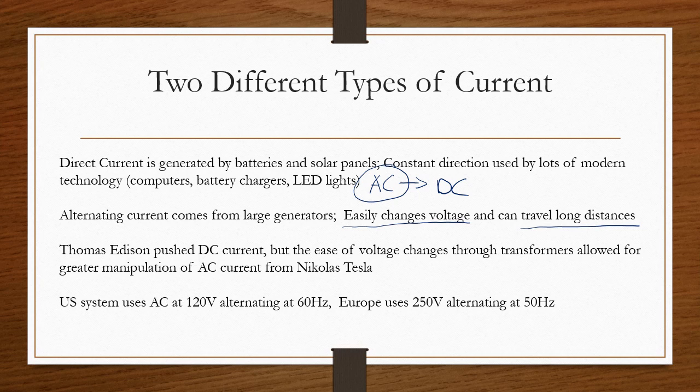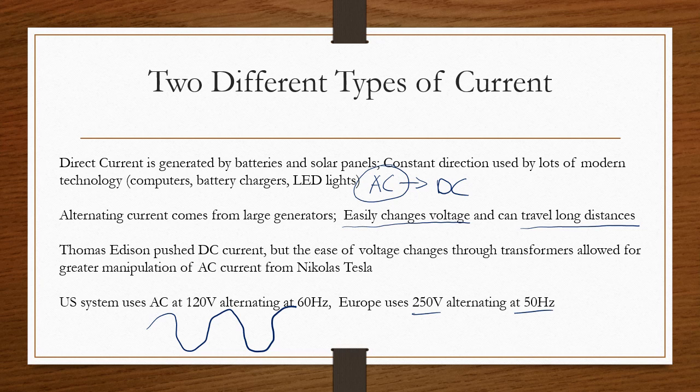In the US, our system uses AC at about 120 volts, alternating at 60 hertz. So every 60 hertz, it is cycling through, okay? Whereas Europe uses 250 volts, alternating at about 50 hertz. This is the reason why you need an adapter when you go to other parts of the world. The plugs are different because if you plugged your device straight into a wall socket in Europe, you'd fry it because there's too much energy. It would overload the circuit capacity really quickly and fry your battery or fry your circuit.